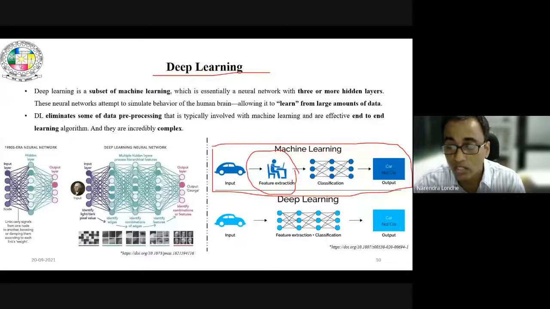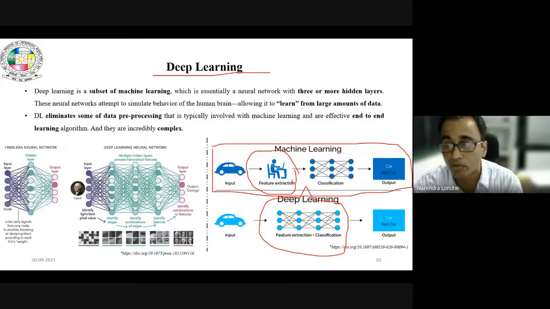You can see here that the total feature extraction and classification, or whatever task you want to perform, will be performed by deep learning on its own. It doesn't involve any manual feature engineering. So due to that, what is happening here?